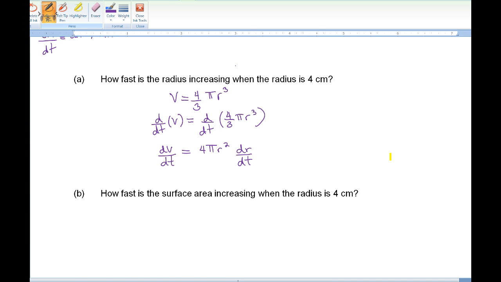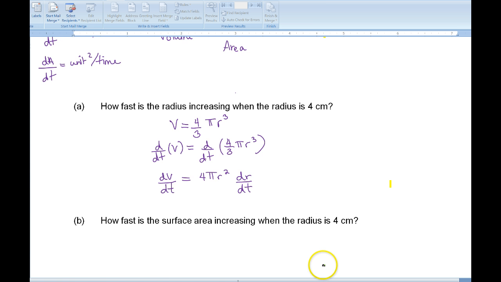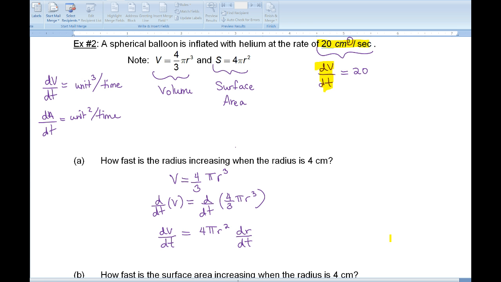You can go ahead and plug in now if you want. So here, dV/dt was 20. 20 equals 4 pi times 4 squared dr/dt. So basically, 16 times 4 is 64, so dr/dt is 20 over 64 pi. Make sure you put parentheses around it when you divide. Figure out what that is to 3 decimal places. These will all be rounded to 3 decimals.